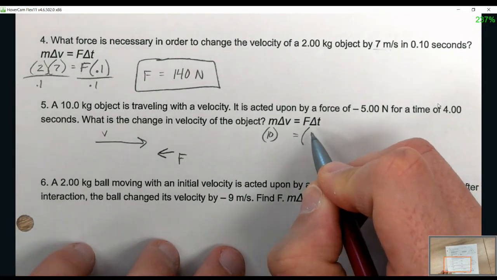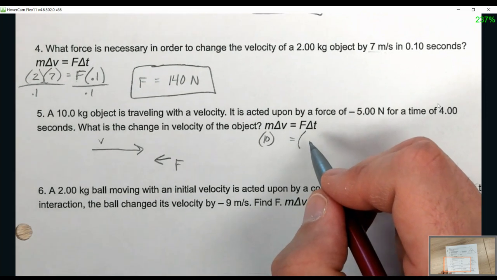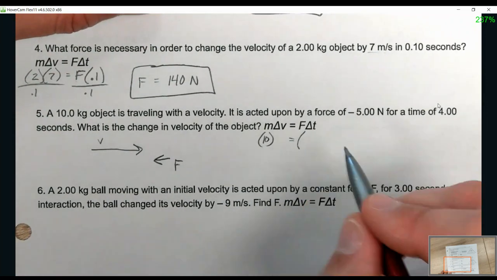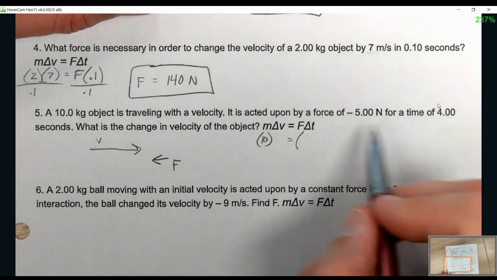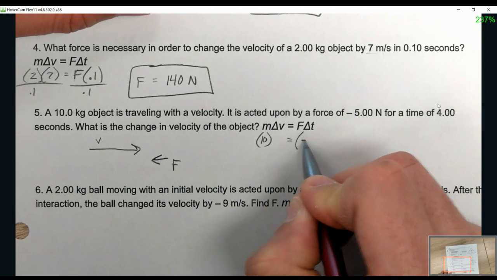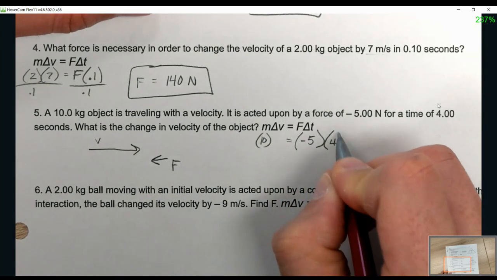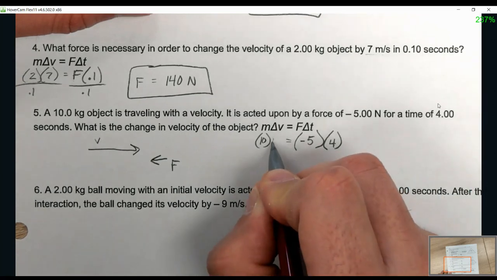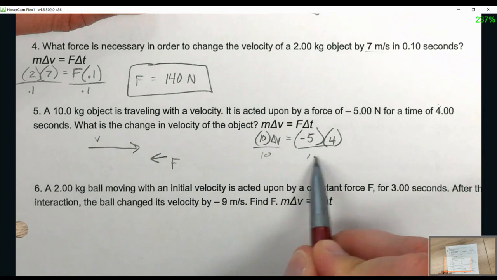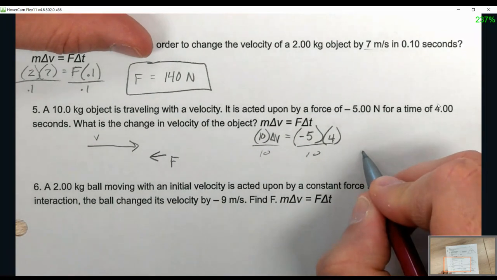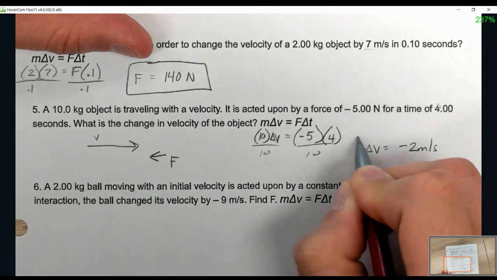So we're going to change its momentum. Now a change in momentum, you're not necessarily changing the object's mass during the middle of the motion, but you can change the velocity. You can slow it down. We can decrease. So the force here, you have to make sure you put in the negative sign though, -5, and then the time is 4 seconds. So we're looking for delta V. Dividing both sides by 10, -20 divided by 10 will give us -2 meters per second.